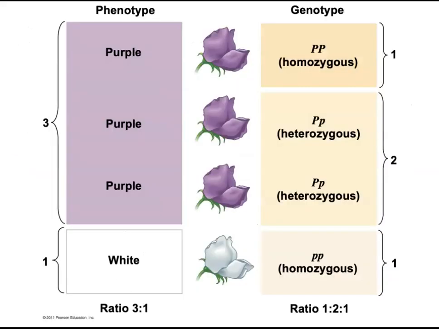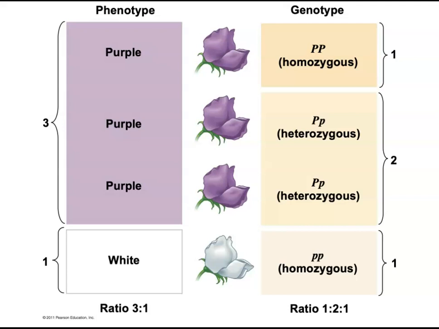Where do you see homozygous genotypes here? You should find 2. One individual is homozygous for the dominant trait, big P, while the bottom individual is homozygous for the recessive trait, little p.